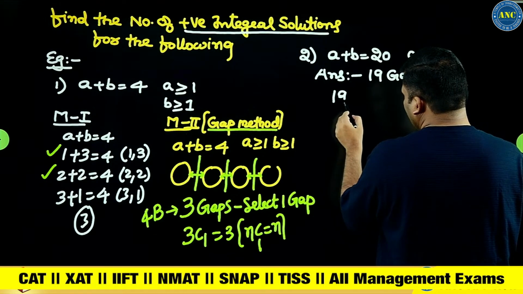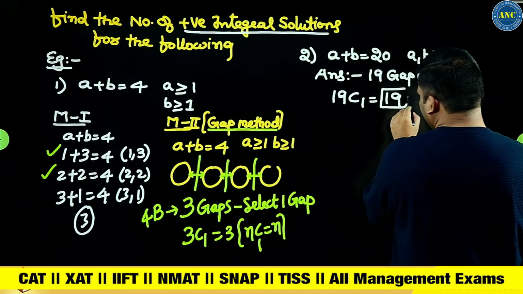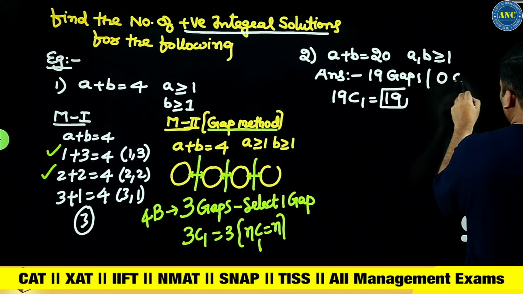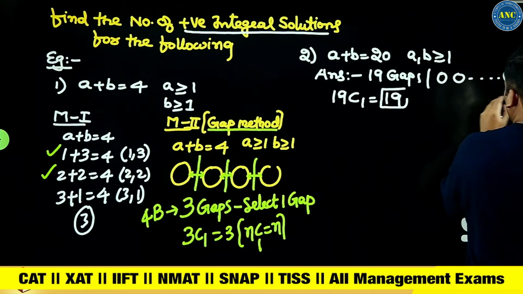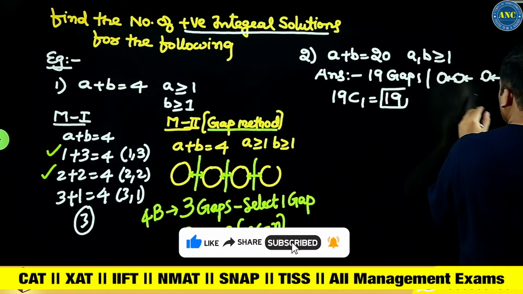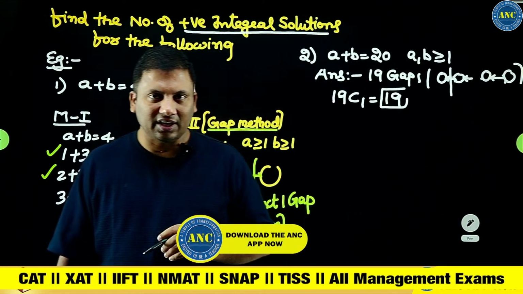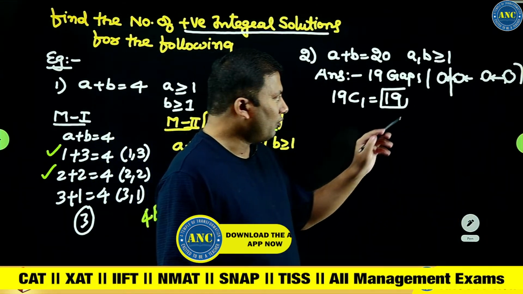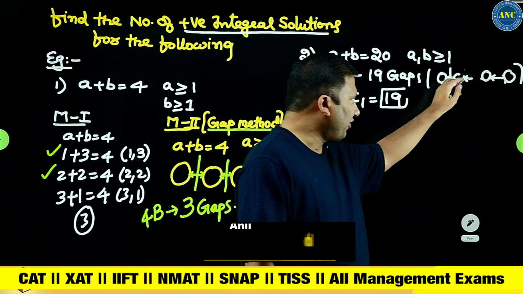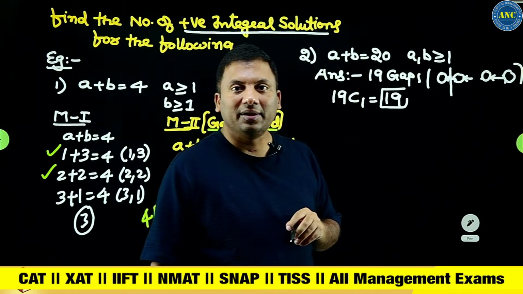So between 19 gaps, select any one: 19C1. What is the answer? 19. If you want to imagine it as a diagram, 1, 2 and so on up to 20 balls, there are 19 gaps. If 2 variables are there, 1 cut is enough. Because think logically, if I do 1 cut, 1 ball plus 19 balls, 1 plus 19 is 20. If I cut here, 2 plus 18. If I do the last cut, 19 plus 1, 20.